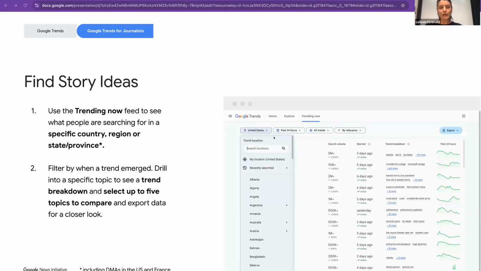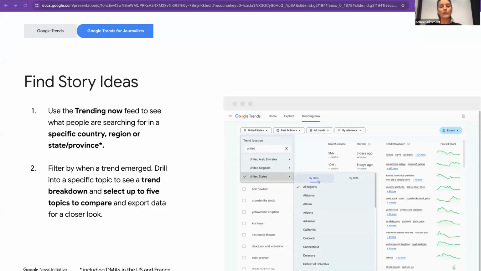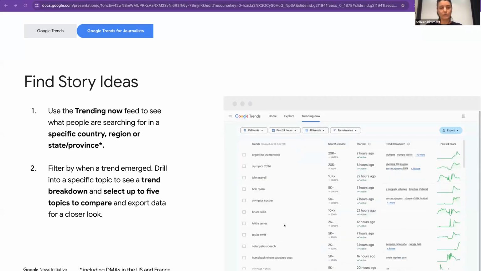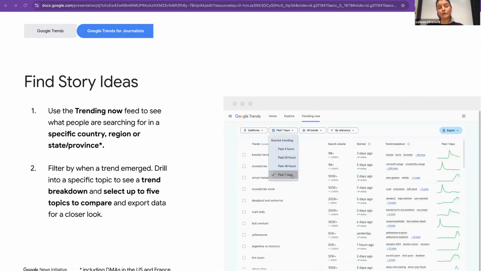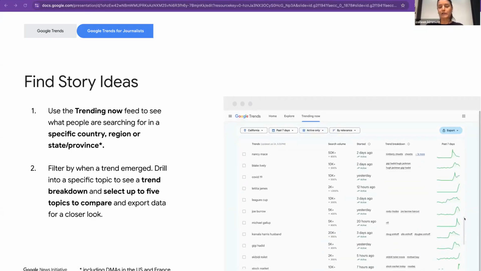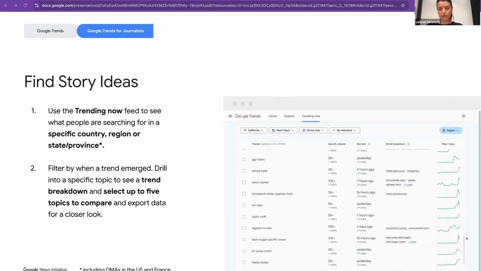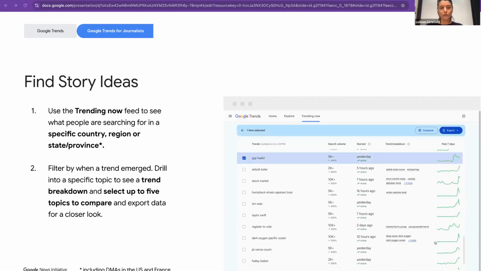Some more examples. So using the Trending Now feed to see what people are searching for in a specific country, or a region, so in our case, a province. You can filter by when a trend emerged and drill down to see a breakdown of it and related topics that people are also searching for related to that trend.